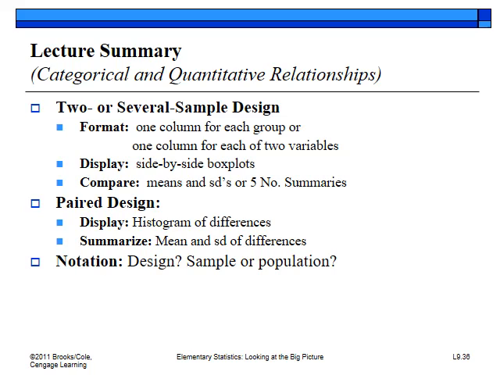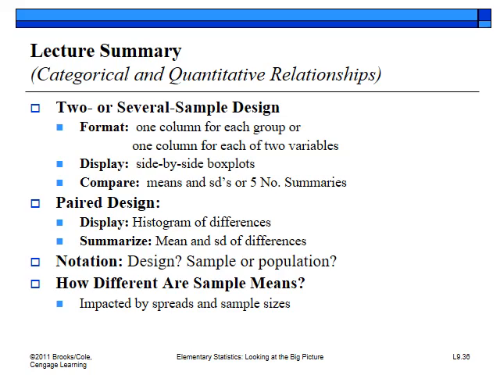We looked at the notation, which, remember, depended on the design. If it's a 2 or several sample design, we'll use subscript numerals, 1 through however many samples we have. For a paired design, we use a subscript D. And remember that we'll use different notation for the mean and for the standard deviation, depending on whether we have a sample or a population. We also looked at exploring differences between sample means and the strength of those differences. And we saw how they could be affected by the spreads of our samples and by the sizes of our samples.